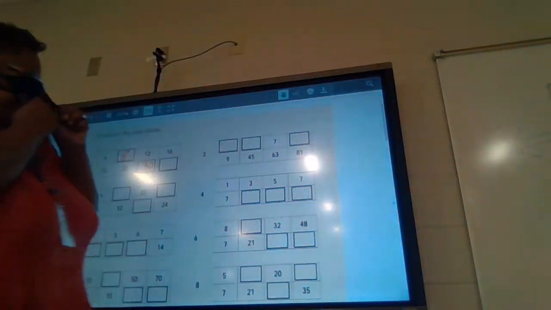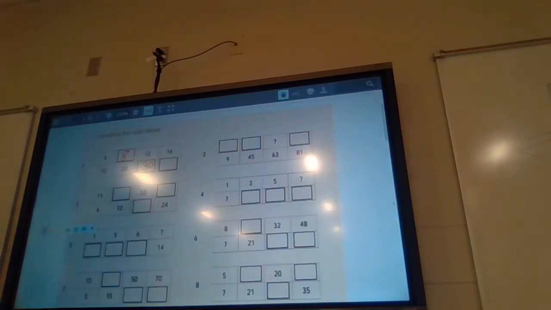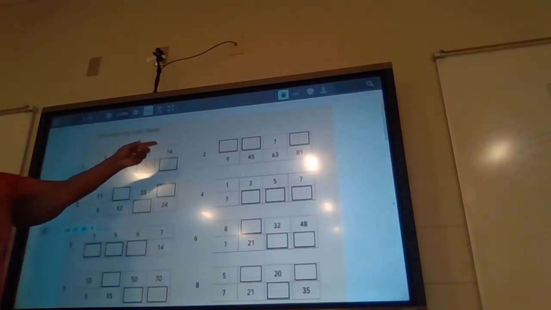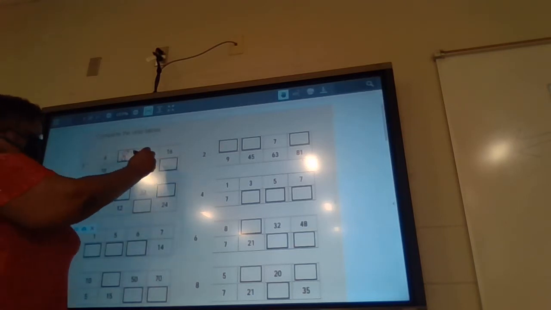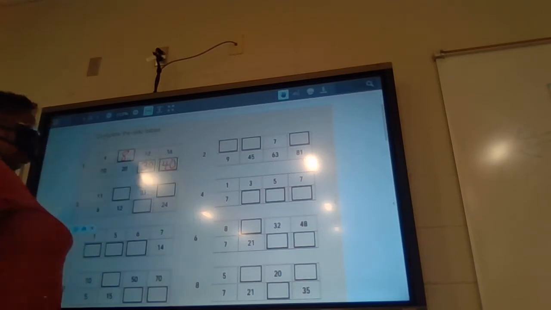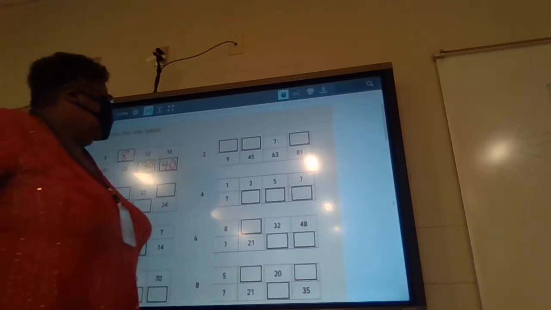Let me put my filter in so y'all can hear me muffled. Okay, that's better. So now 4 times 4 is 16. So 10 times 4 is 40. This is how you do a ratio table.